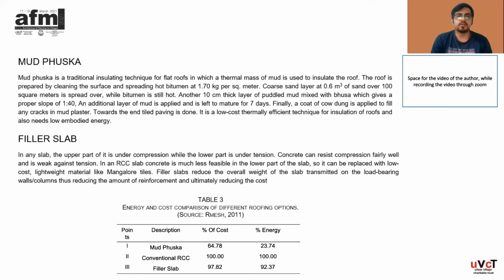An additional layer of mud is applied and is left to mature for 7 days. Finally, a coat of cow dung is applied to fill any cracks in the mud plaster. Towards the end, tile paving is done. It is a low-cost, thermally efficient technique for insulation of roofs and also needs low embodied energy.